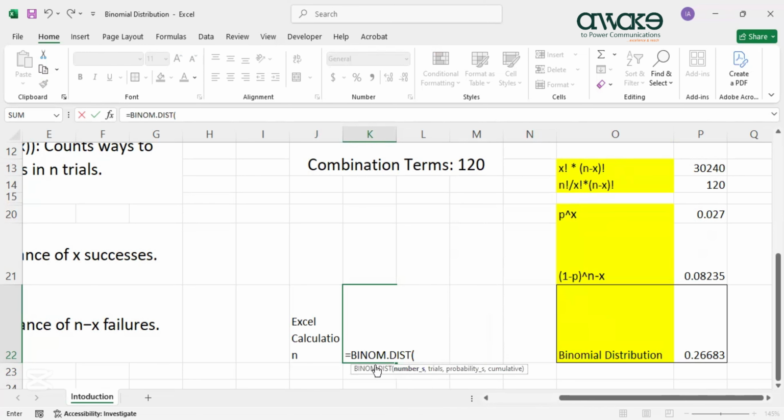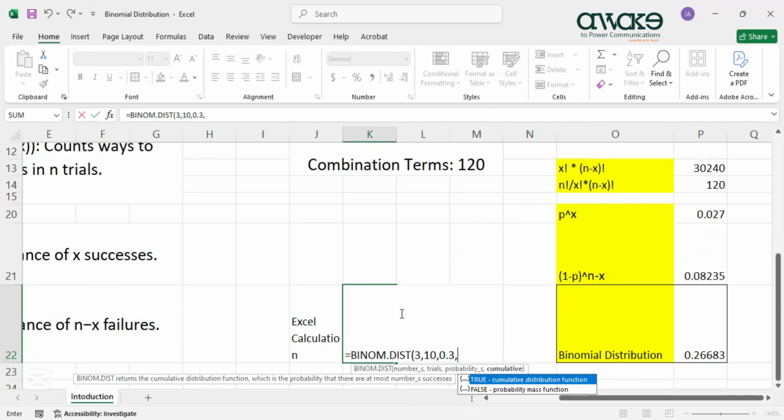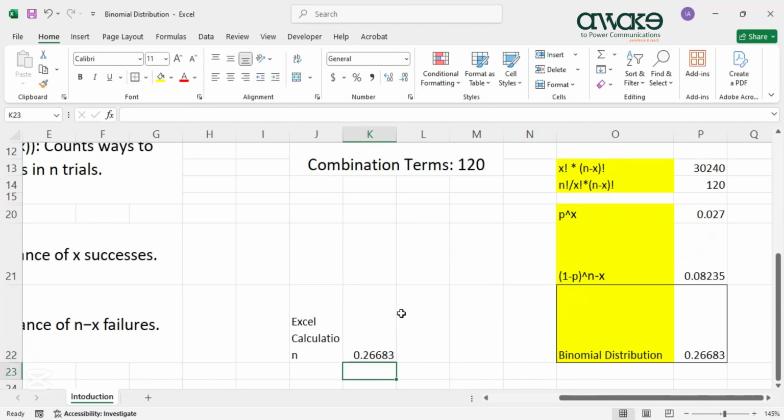BINOM.DIST. So this is the function for binomial distribution in Microsoft Excel. The first number represents the number of successes, and in this case, x is 3. Then, comma, our trials, which is n, is 10. Then our probability is 0.3, right? Then, comma, for cumulative we have to select false because we want to return the probability mass function. So you can see it side by side. We have exactly the same figure when calculating manually and when using the Excel formula.